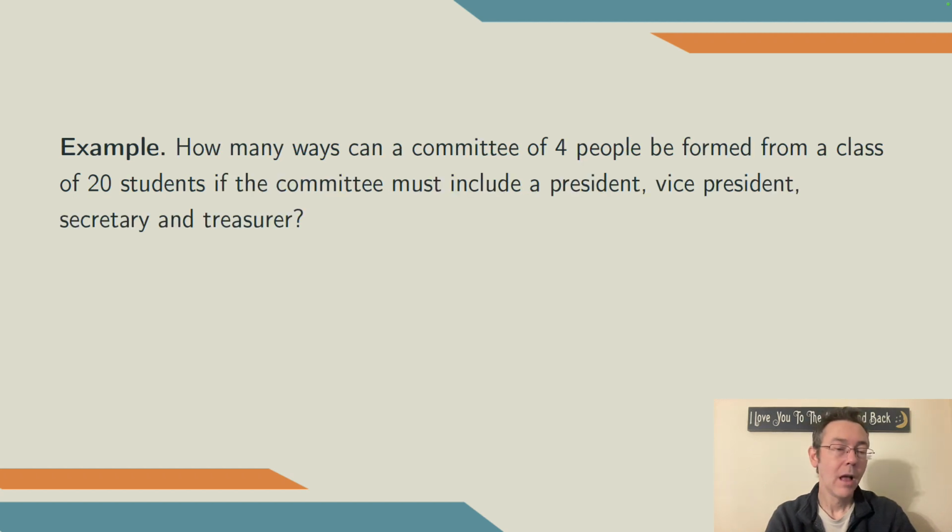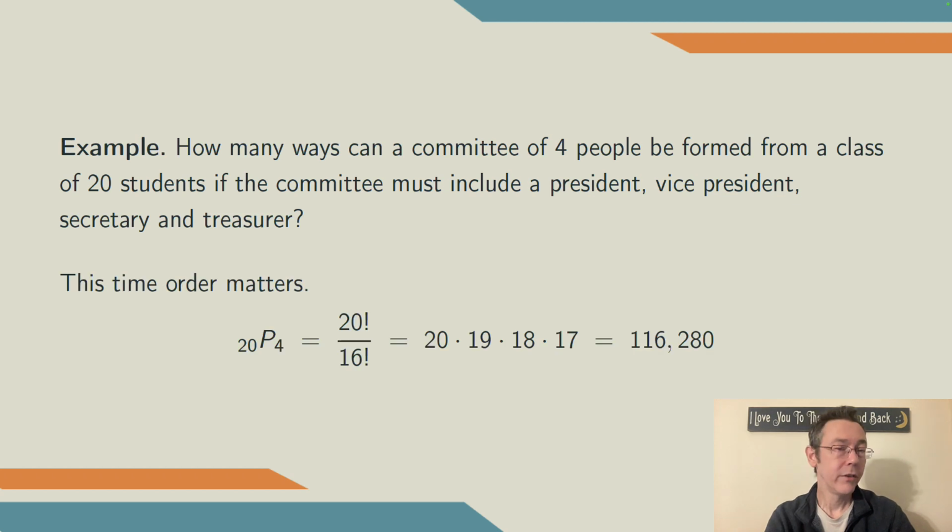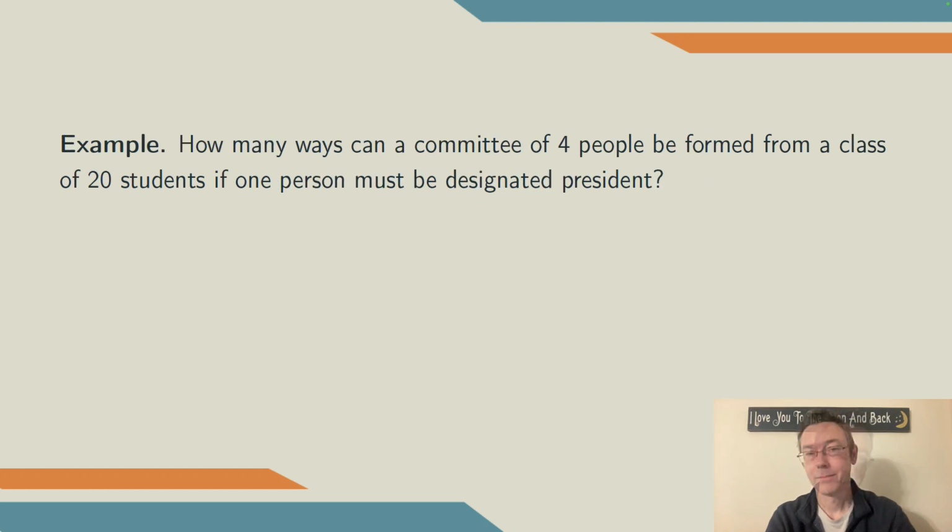Related example, how many ways can a committee of 4 people be formed from a class of 20 students if the committee has to include a president, vice president, secretary, and a treasurer? So this time, order matters. We have 20 ways of picking the president, then 19 of picking the VP, 18 of the secretary, and 17 of the treasurer. This is 20 permute 4, 116,280.